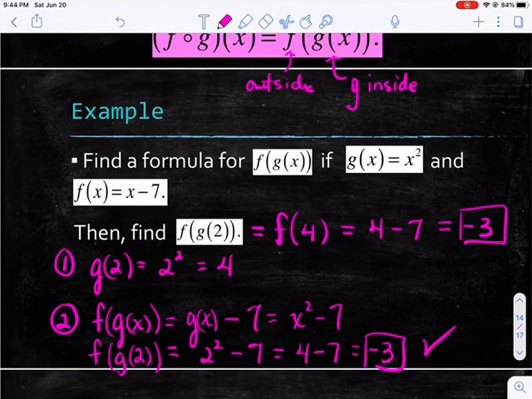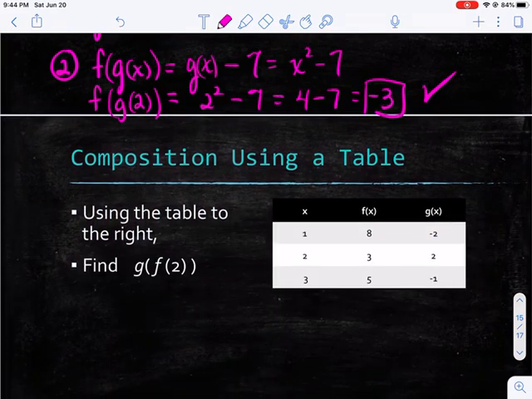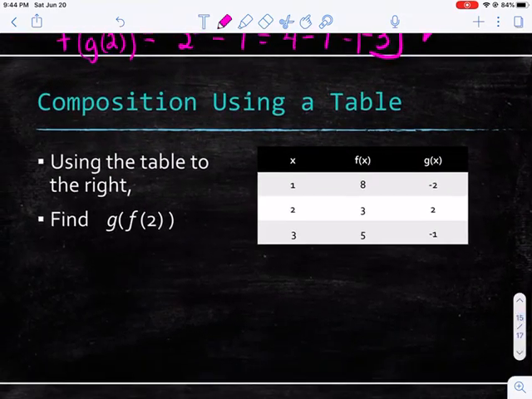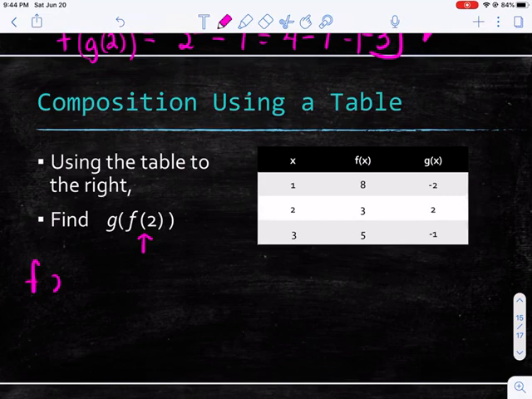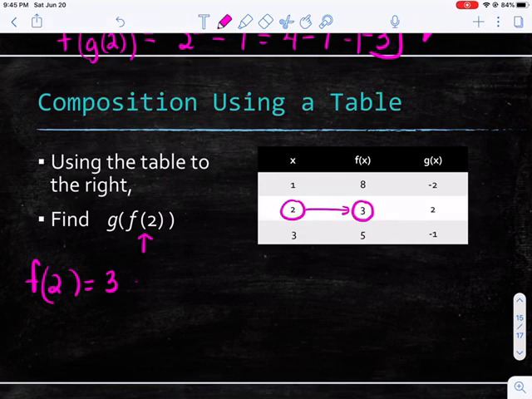Okay? So that's dealing with compositions of functions. Now we'll use the compositions with a table. Using the table to the right, find g of f of 2. So the first thing you want to do is the inside first. So we want to know what f of 2 is. Okay, so f of 2, we want to go to the value of 2, and then we're applying f, so we get the answer 3.